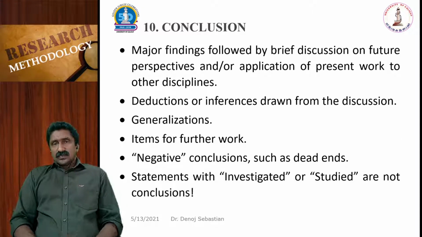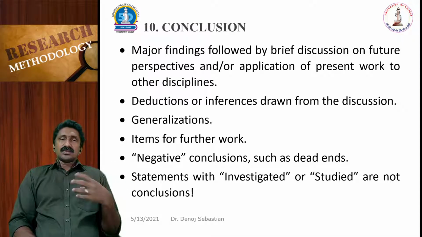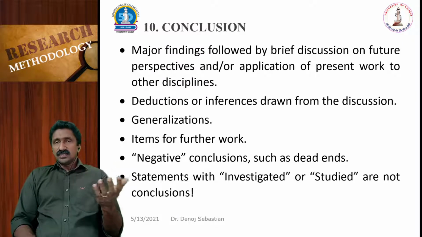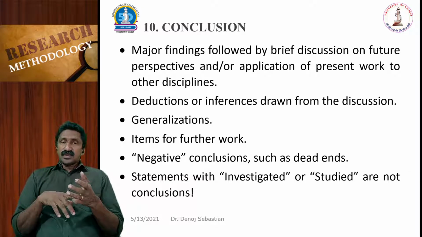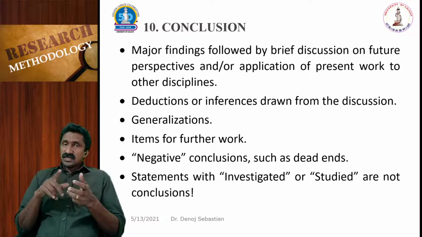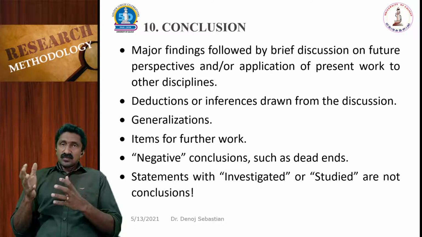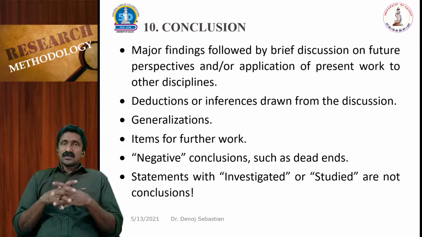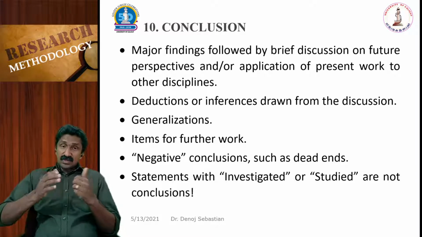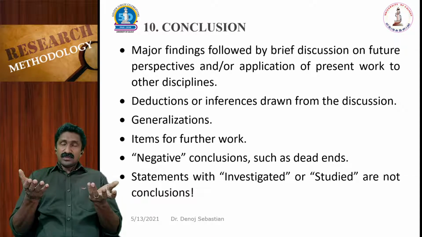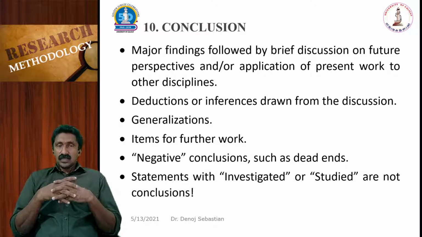Major findings, followed by a brief discussion on the future perspectives and applications of the present work and relevance to other disciplines, may be mentioned in the conclusion. Deductions or inferences drawn from the discussion need to be mentioned. Generalizations, if any, need to be mentioned. Recommendations for future work may be mentioned in the conclusion. Negative conclusions, such as dead ends. If your conclusion is a negative result, then also you can mention it instead of ignoring it.